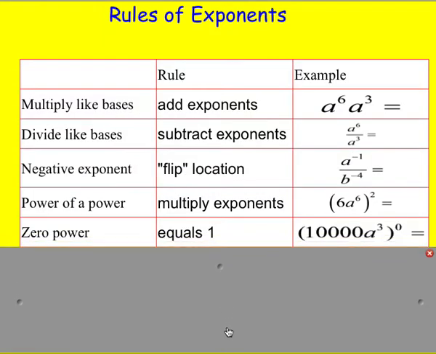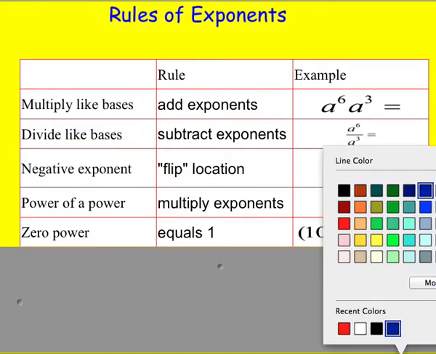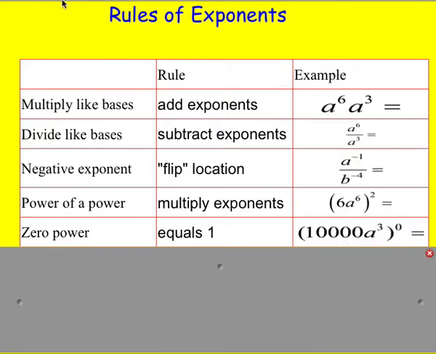So we talked about multiplying like bases yesterday. Today we're going to start by talking about dividing like bases. When you divide like bases, you need to subtract the exponents. Just like yesterday when we multiplied, we added; today when we divide, we're going to subtract. So a to the 6th divided by a to the 3rd: we're going to subtract those exponents, 6 minus 3, and that's going to give us a cubed. All I did was subtract those exponents.